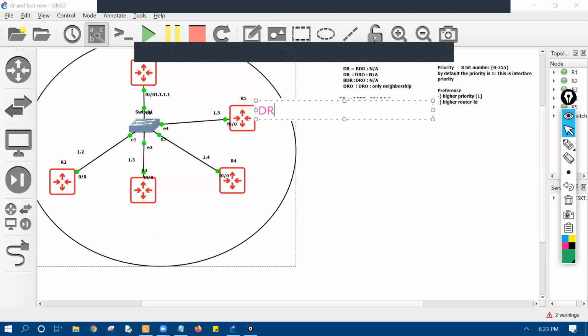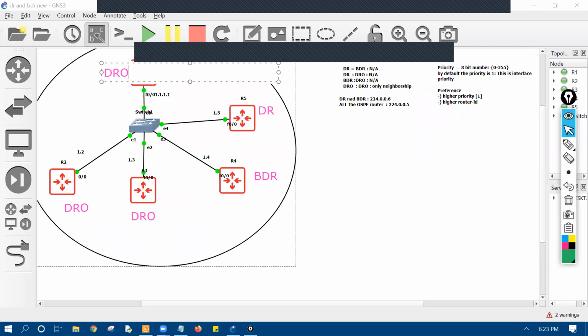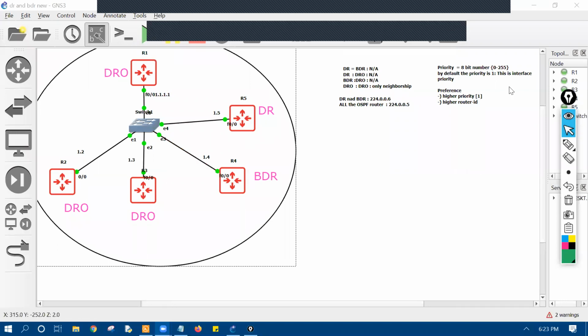DR, BDR, DR. Because of the priority getting tied, by default the priority is 1, right? And if the priority gets tied, the one with the higher router ID becomes the DR. R5 has the higher router ID, and R4 has a lower router ID compared to R5. And this guy will be in the DROTHER state, right?